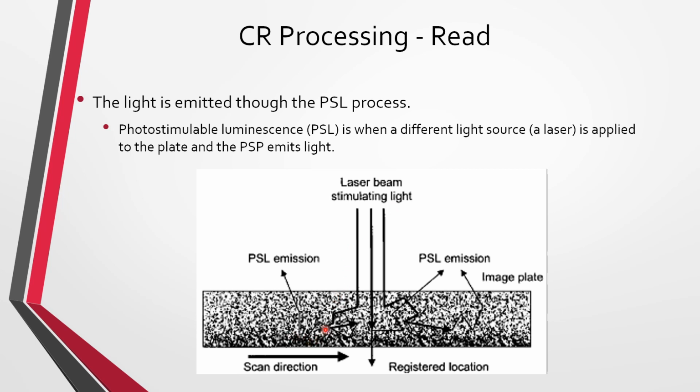So the energy is stored in those higher state electrons inside the PSP, inside the plate. The light, the laser inside the CR reader releases that energy. It knocks them down to the ground state. Energy is released in the form of light, and that process is known as the PSL process, photostimulable luminescence.